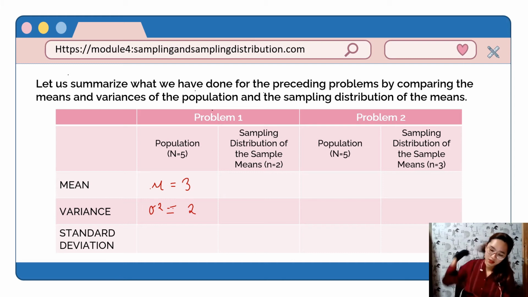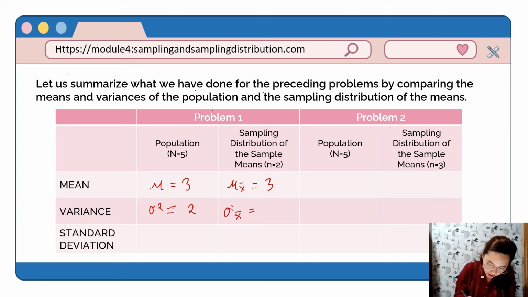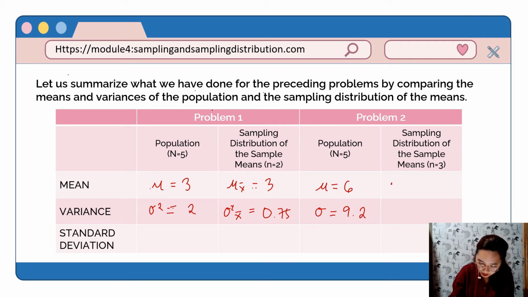So, ang ating sample mean naman ay 3 din. Then, ang ating sample variance is 0.75. And sa problem 2 naman, ang ating population size is 5, at ang ating sample size is 3. So, ang ating population mean na na-compute ay 6, ang ating population variance naman ay 9.2. At ang ating sample mean naman, we have 6 as well. And ang ating sample variance is 1.533, di ba?